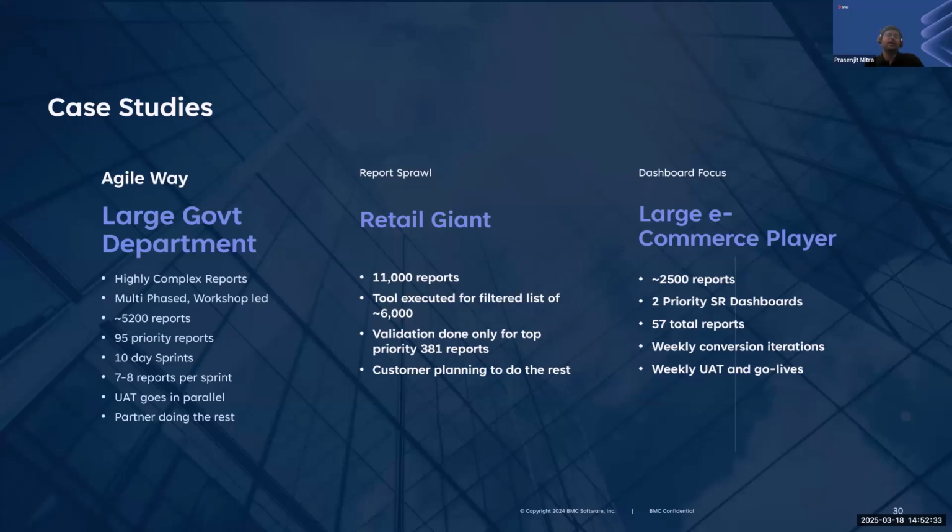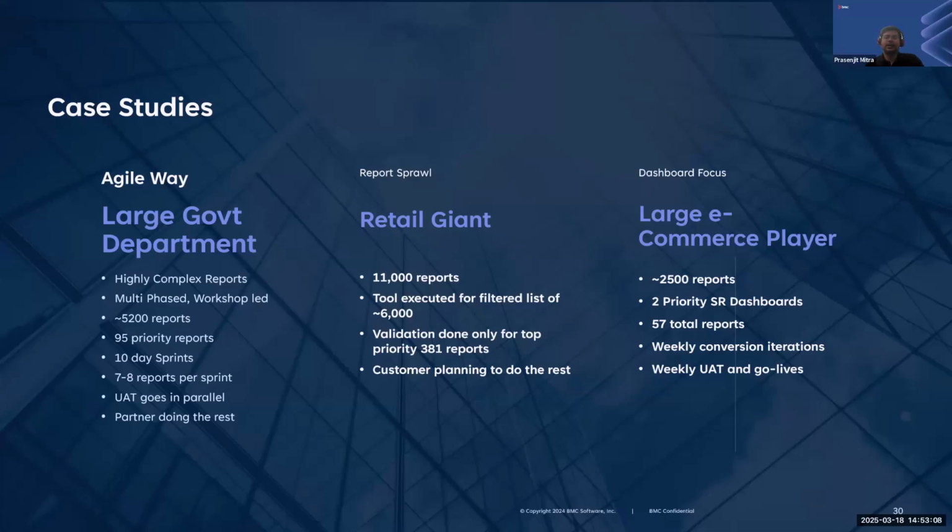As you can see, we did 10-day sprints where each sprint had 7 to 8 reports, and user acceptance testing was done in parallel for the reports from the previous sprints. Initially the customer had around 50 to 100 reports, but through thorough analysis and prioritization, only 95 reports were selected as part of the final migration phase.